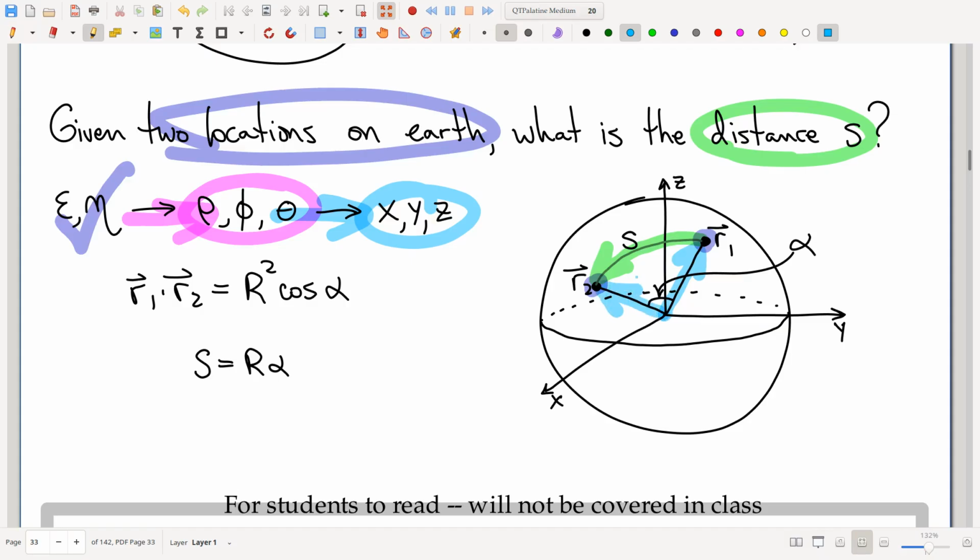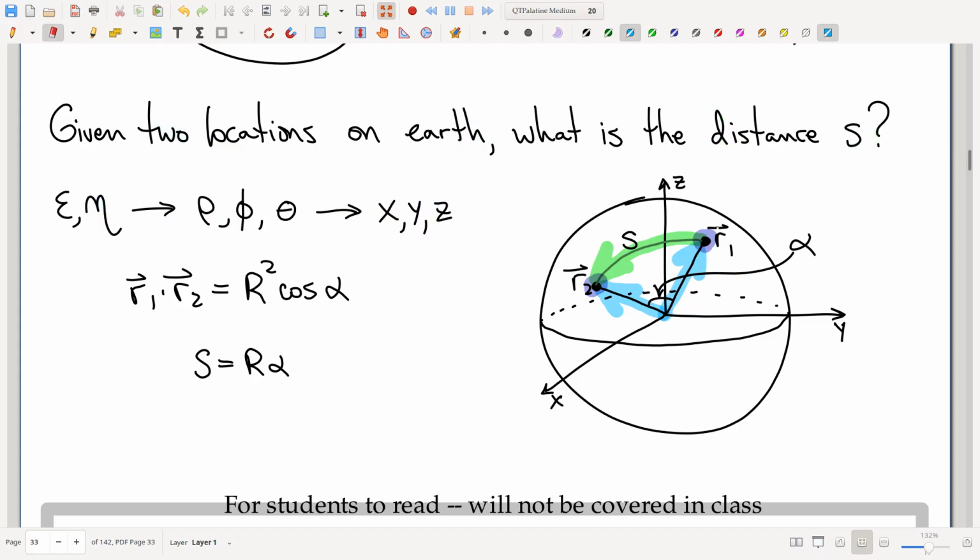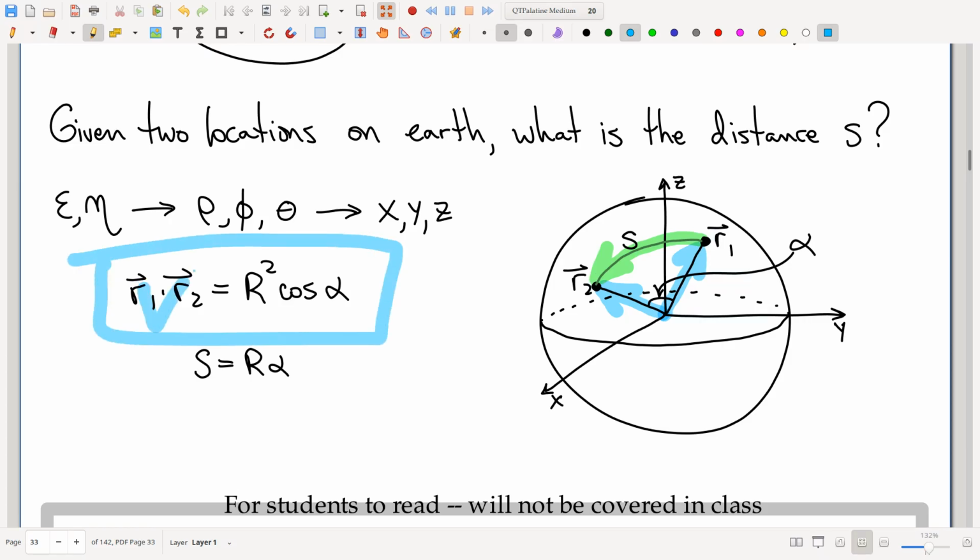Once you've got the rectangular coordinates, you know the rectangular coordinates of these two vectors. By the way, let me clear up the mess. If I know those two vectors, I can write down the dot product relationship between them. Computing the dot product is easy because I have the rectangular coordinates. It's just the usual formula, a super easy computation. And the magnitudes of those two vectors are the radius of the Earth. So a lot of fairly straightforward and direct calculations allows you to get your hands on that angle alpha.